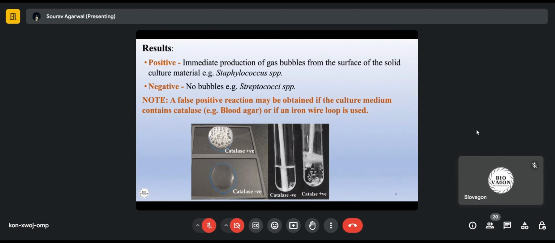Guys, please interact, guys. Okay, so nobody knows why it is not used during catalase.